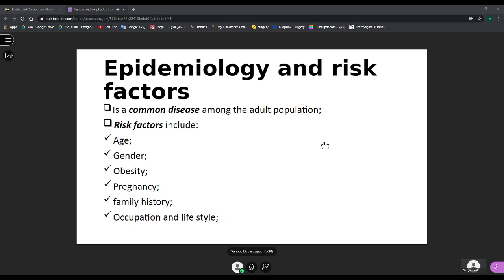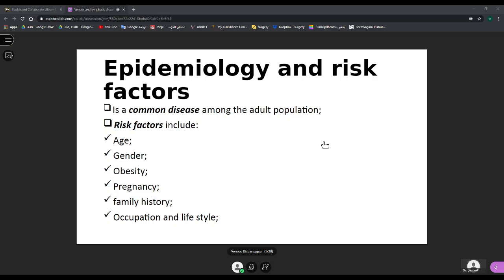Pregnancy, because the gravid uterus causes some impedance of venous flow from the lower limbs up to the trunk and toward the heart. So the gravid uterus here may cause some impedance for venous flow from lower limbs toward the heart.